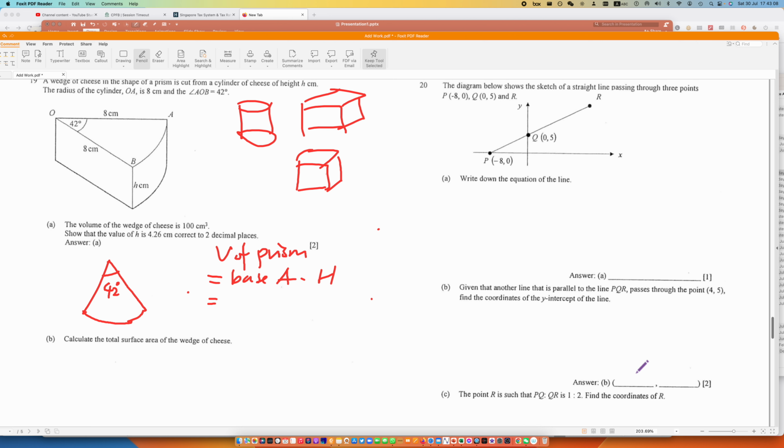Equation of the line. I just did a similar question just now. The equation of the line follows the y equals to mx plus c format. So you just have to find your m and your c.